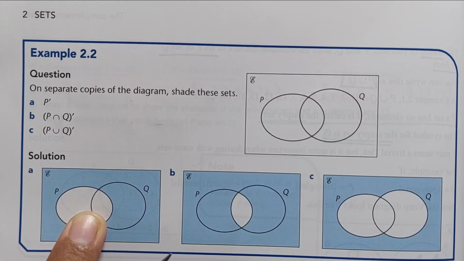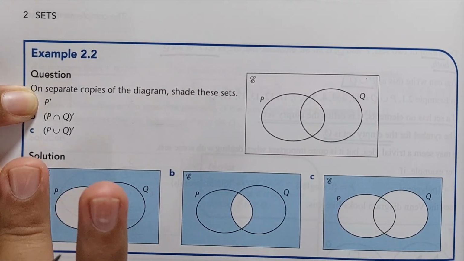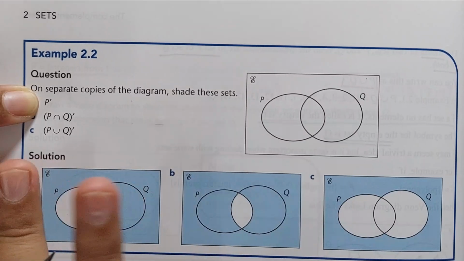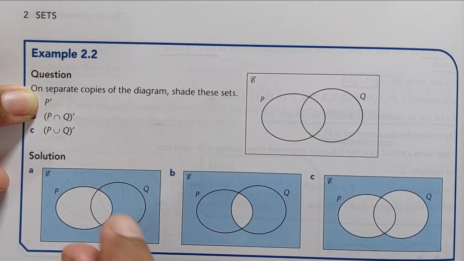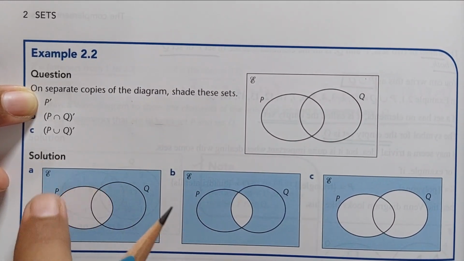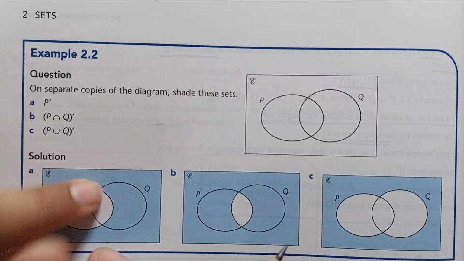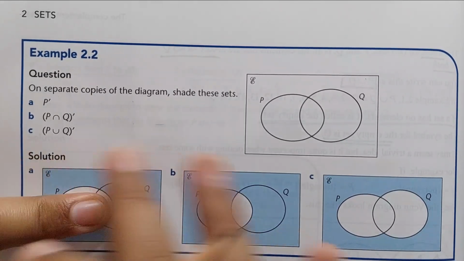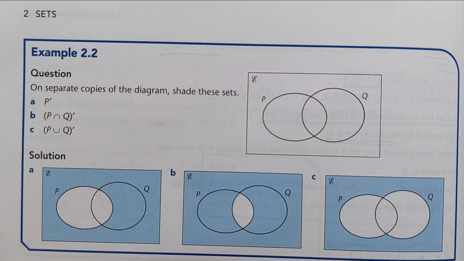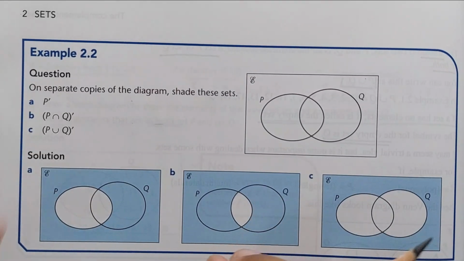Let me repeat it one more time. How can you shade the P complement? You have to shade the whole universal set, and you have to unshade the set P, because we are not taking the elements of P, but you can take all the other elements of the universal set. Let's move to the next one.